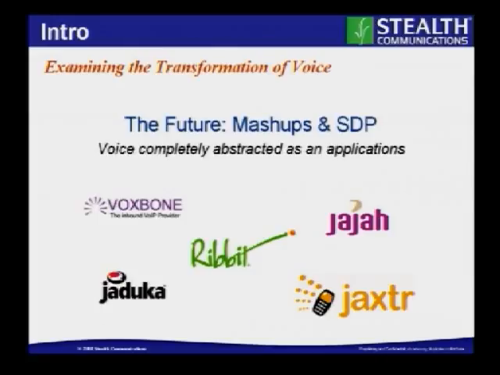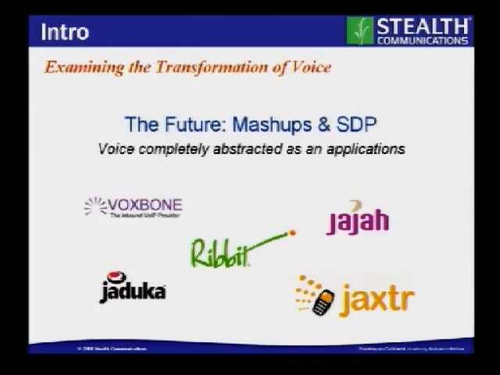And now, once I get the allocation in real time, I can then assign it to my customers. So some of their customers are Jaja, as an example. Jaja provides voice services to Yahoo. And Ribbit's another example of a service delivery platform. Jaxter is an example of a mashup application. Jaxter actually has a voice mashup application that sits inside Facebook and a wide range of other social networking sites.